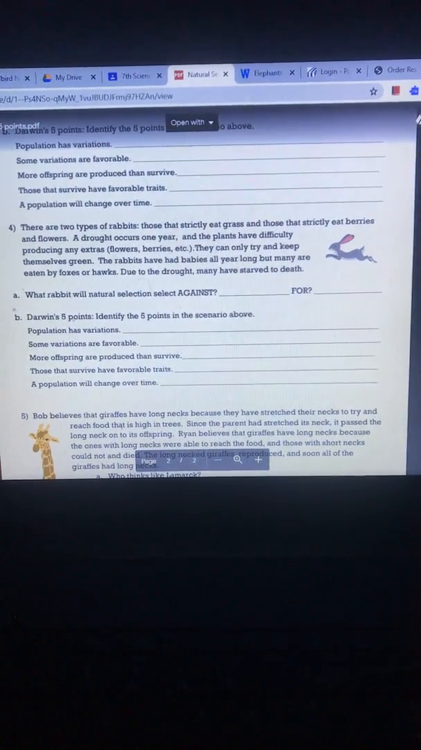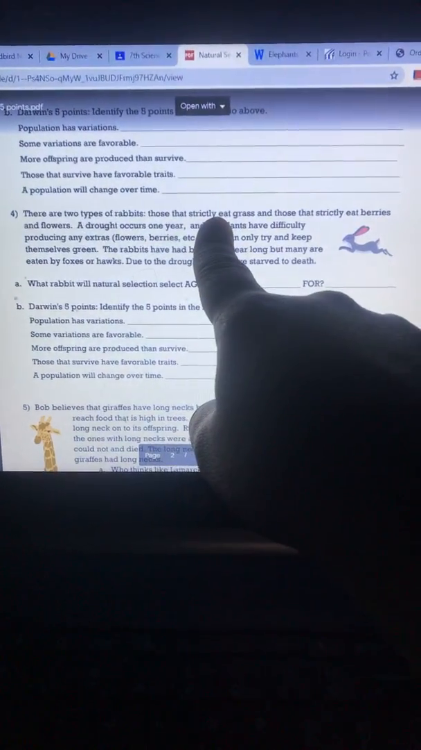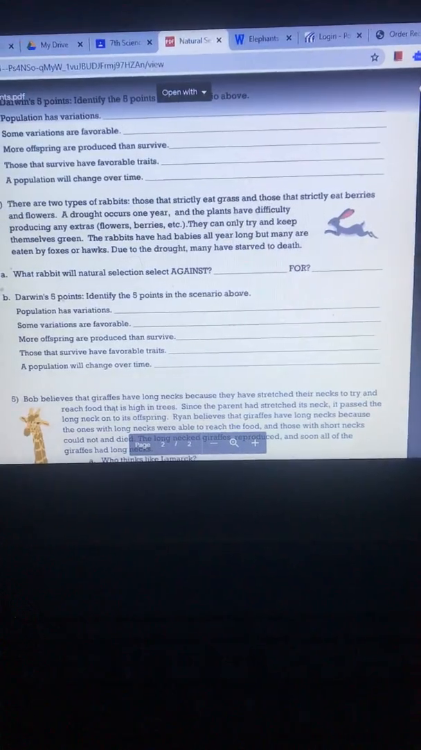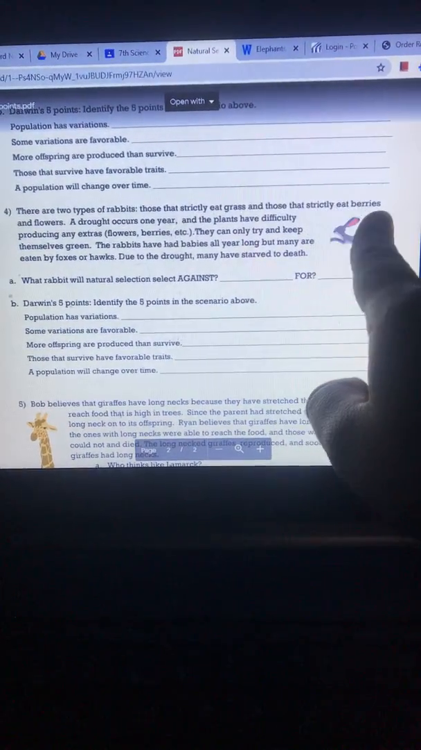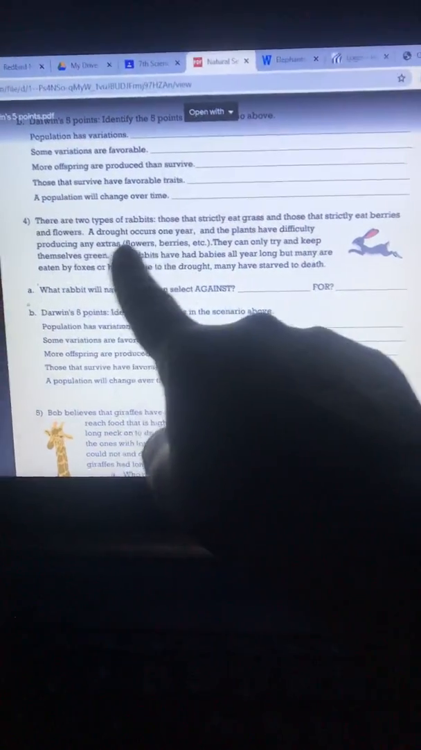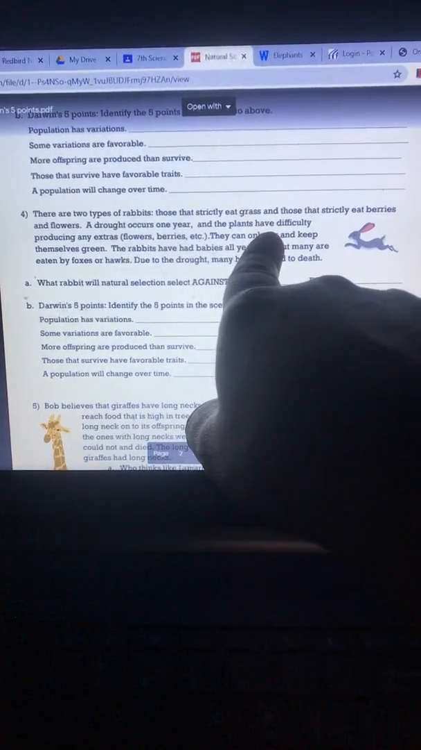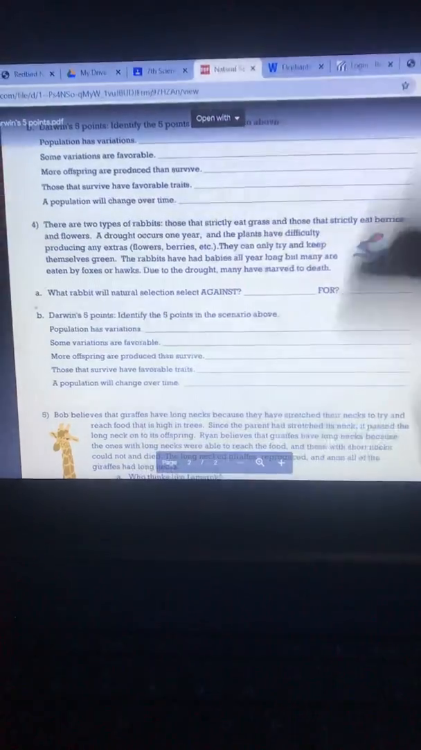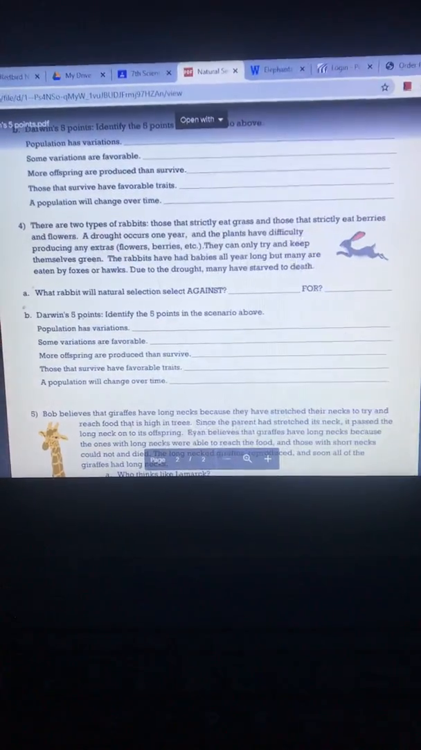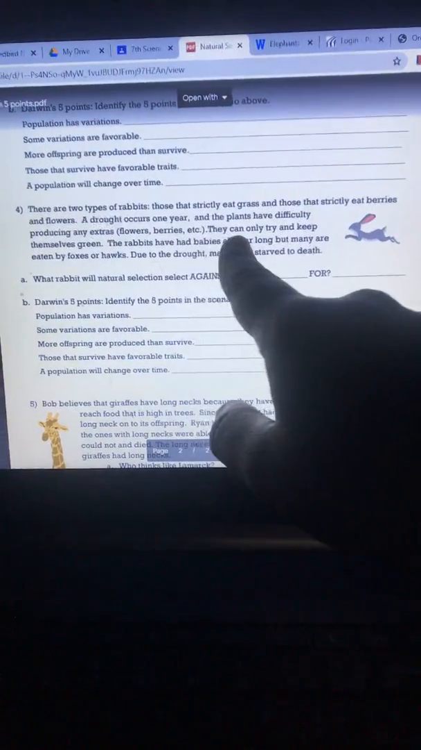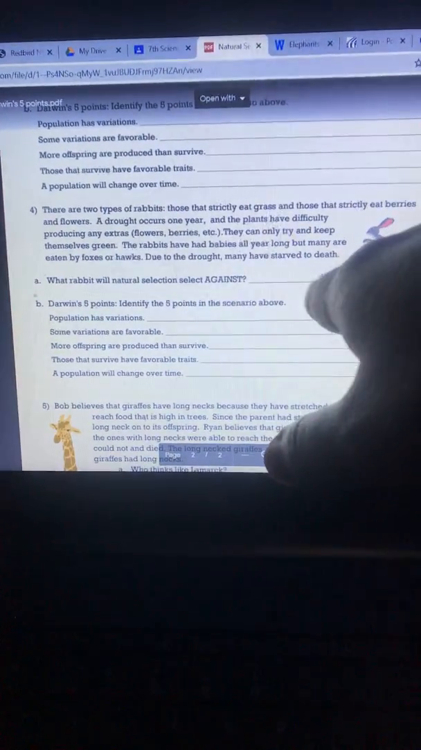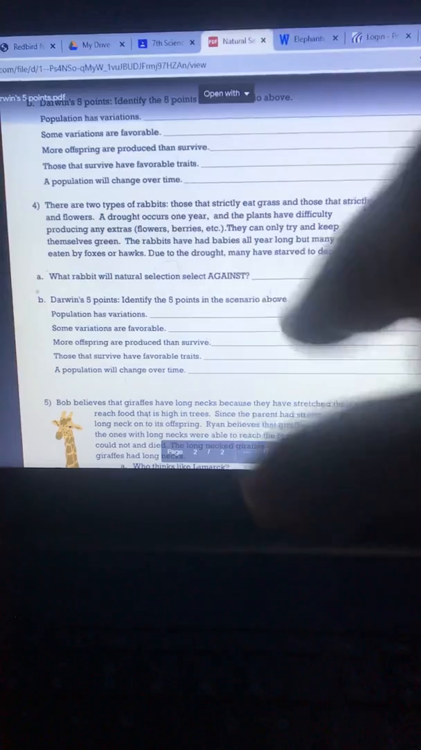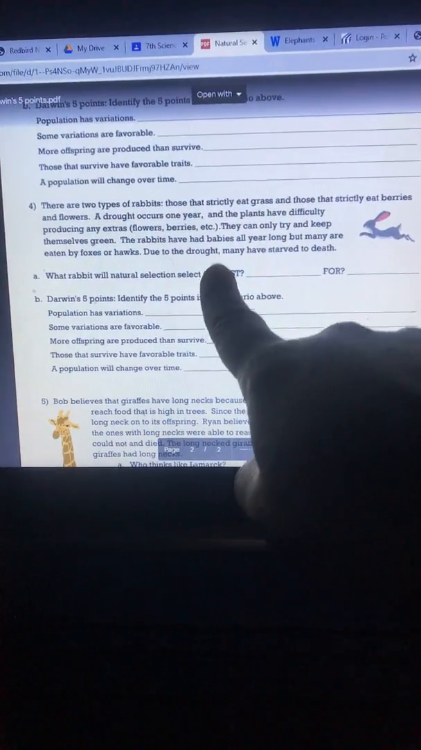So, we have rabbits. Some eat just grass. Well, what color is grass? Ding, ding, ding, green. And some eat just berries and flowers. So if a drought happens and the plants can't produce the flower or the berry and they just have the plant, which is green, what rabbit will survive or will not survive?